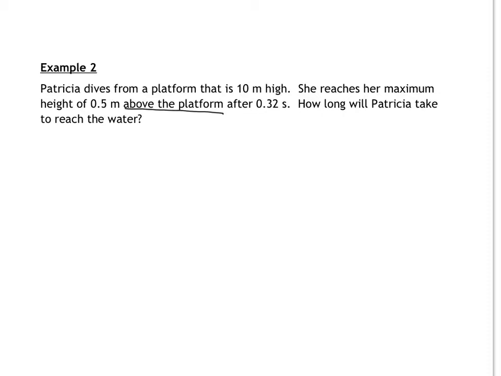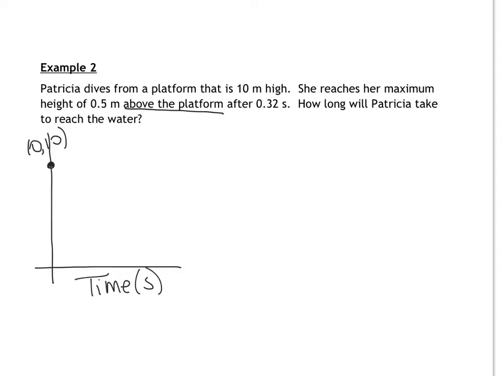So, like I said before, sometimes drawing a parabola picture of this is helpful. Now she's starting 10 meters above the water on her platform. So if you think about that, that's at a point of (0, 10). This is time in seconds. She hasn't jumped yet, so that's why time is 0. And this is the height of the platform.